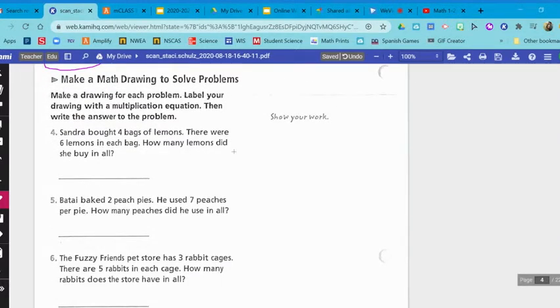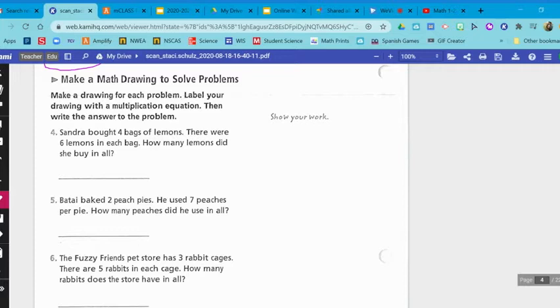We already started looking at photos of equal groups. Now we are going to be drawing our own equal groups after reading story problems. So starting here with number 4, follow along as I read aloud, please. Sandra bought 4 bags of lemons. There were 6 lemons in each bag. How many lemons did she buy in all?